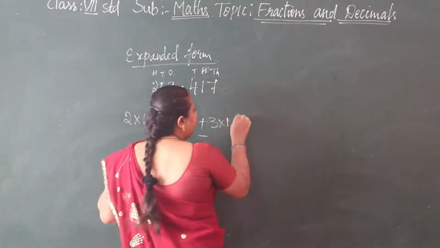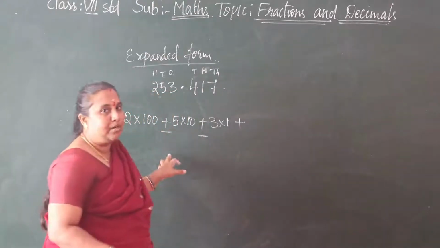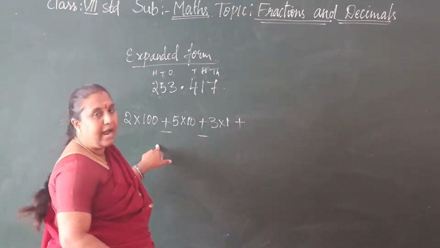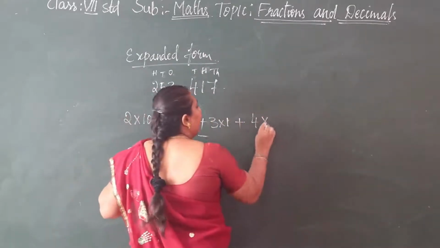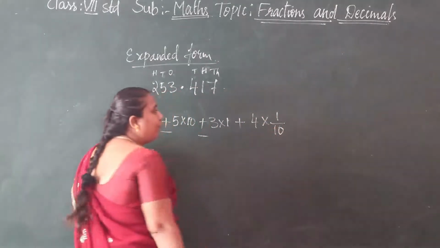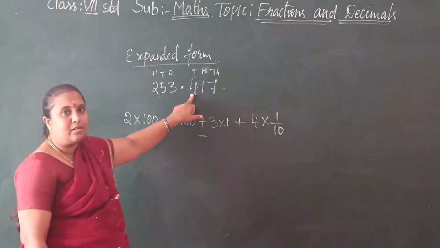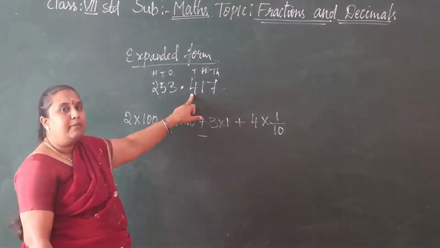Again we are adding here. So plus 4 into 1 by 10. The first place of the decimal part is 1 by 10.